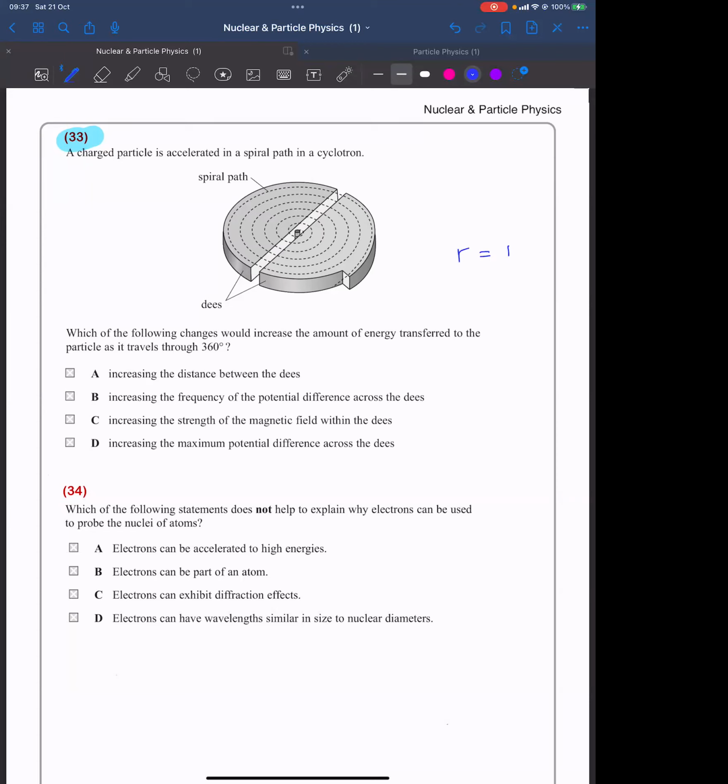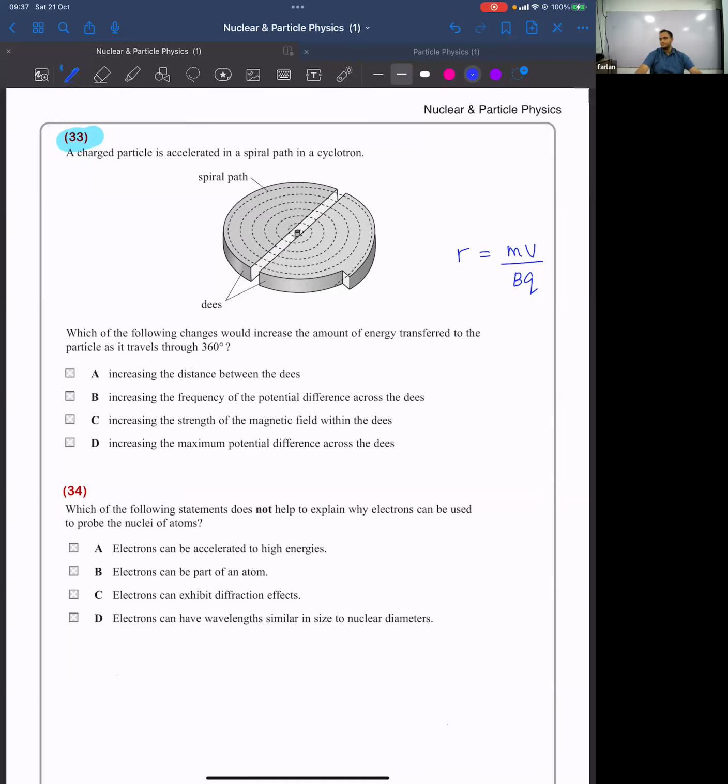R equals MV over BQ. Increase in the frequency of the potential difference across the Ds. Increase in the strength of the magnetic field within the Ds. Increase in the maximum potential difference across the Ds.